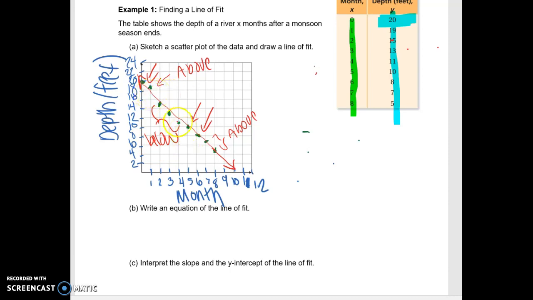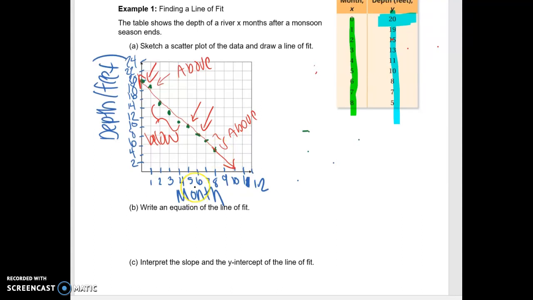So you can see we have 3 below, 3 above, and then 3 that fall exactly on it. I just couldn't draw my line straight, so that's why those 2 are on it. Okay, so now we have our line of best fit. So now I'm going to write an equation of the line.